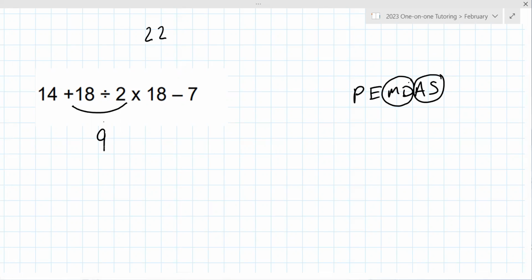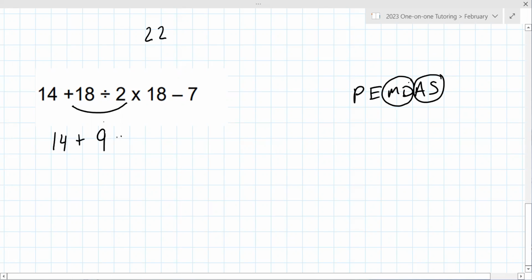9. It's 9. Yeah. I wasn't even looking at this. We already wrote it down. Okay. And then we're going to bring down the other stuff. So 14 plus 9 times 18 minus 7.